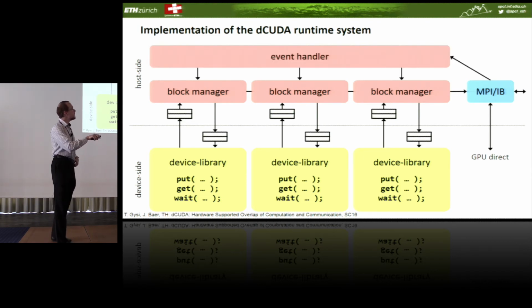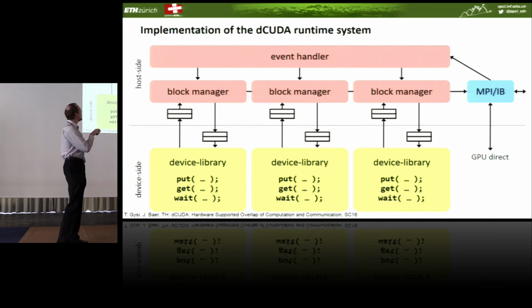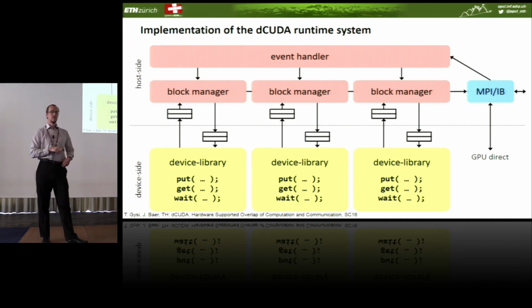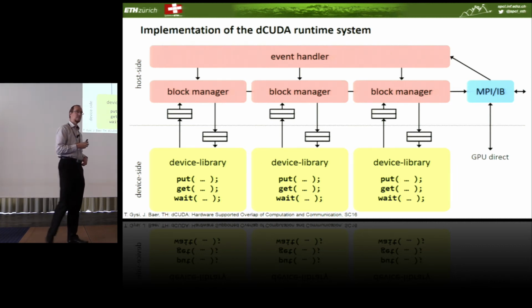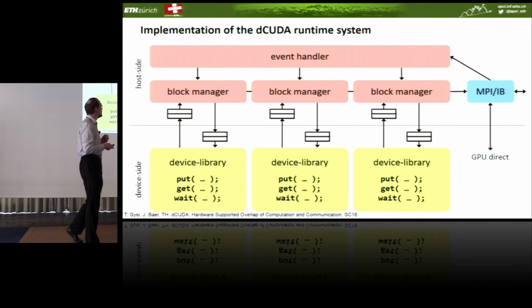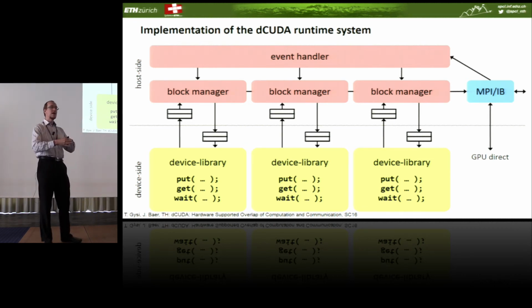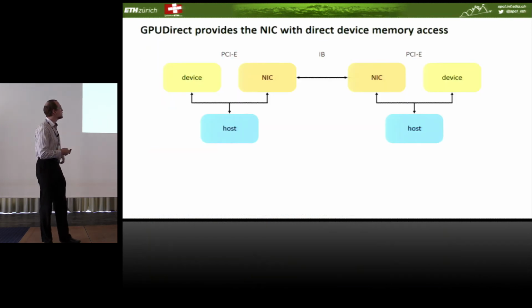Right? And then if there's an incoming message through MPI or InfiniBand, this will go to an event handler and will be dispatched to the right block. So there's one block manager for each block on the device. So that's basically a one-to-one relation, which means there may actually be quite some block managers on the CPU, but this works quite well today.